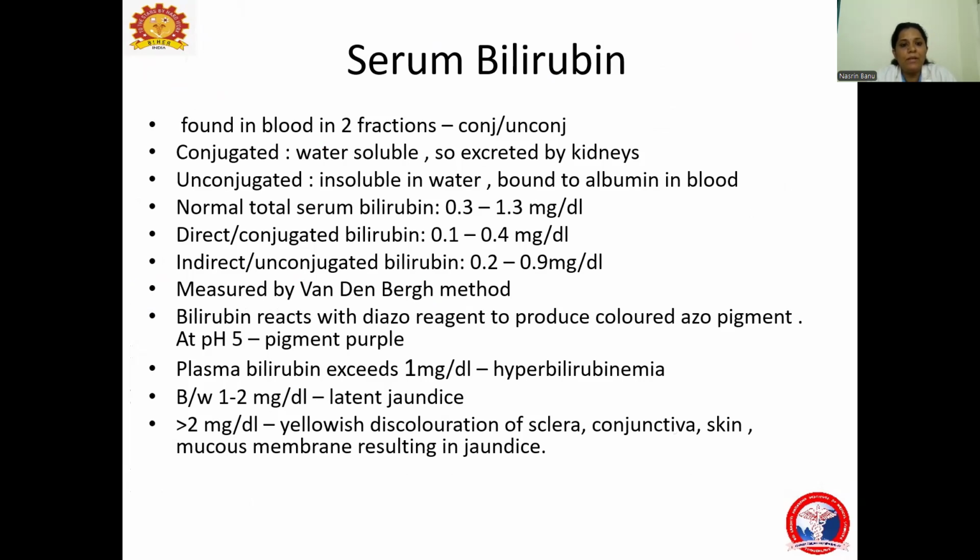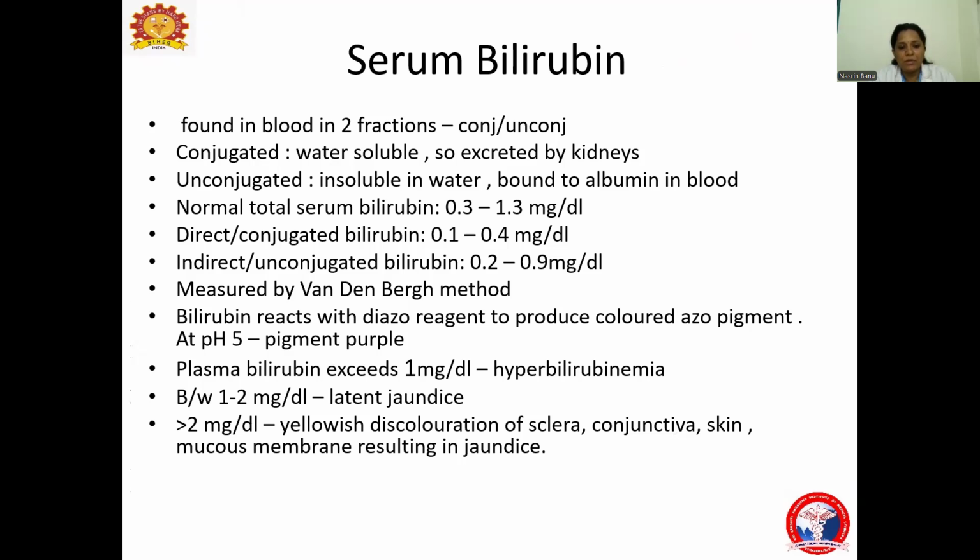Serum bilirubin. It is found in blood in two fractions, that is conjugated and unconjugated. Conjugated is water soluble, so it is excreted by kidneys. Unconjugated bilirubin is insoluble in water, so it is bound to albumin in blood. Normal total serum bilirubin is about 0.3 to 1.3 milligram per deciliter. Direct or conjugated bilirubin is about 0.1 to 0.4 milligram per deciliter, whereas indirect or unconjugated bilirubin is about 0.2 to 0.9 milligram per deciliter. It is measured by the Van den Bergh method.